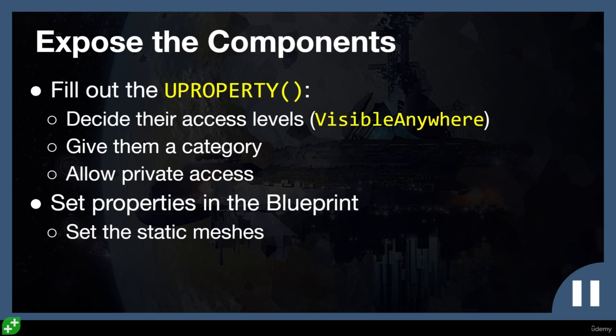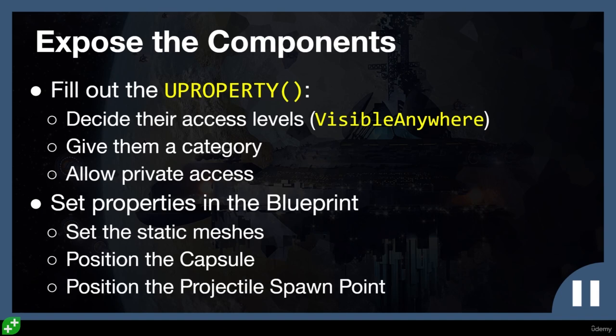You can give the static mesh components their own static meshes, so set that up in both the PawnTank and in the Turret Blueprint, and position the capsule so it's roughly encompassing the volume of the meshes, and position the projectile spawn point. Place it at a point that would make sense for projectiles to spawn from. So pause the video and expose our components to Blueprint.